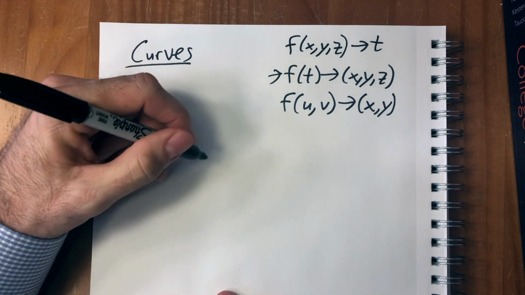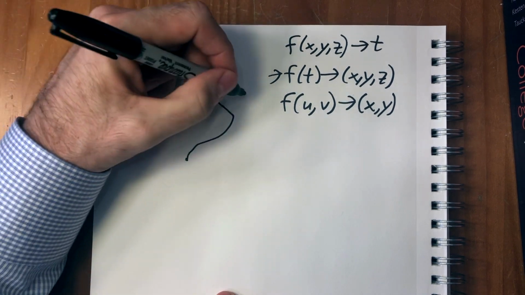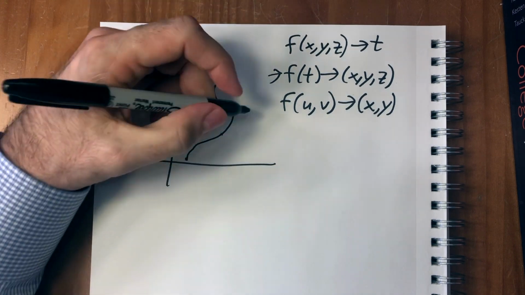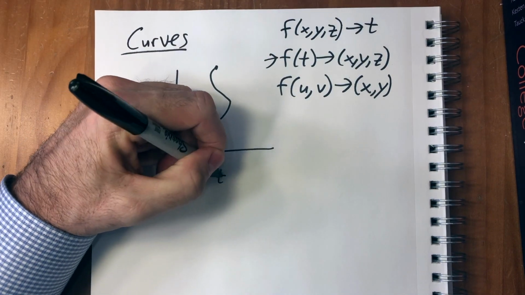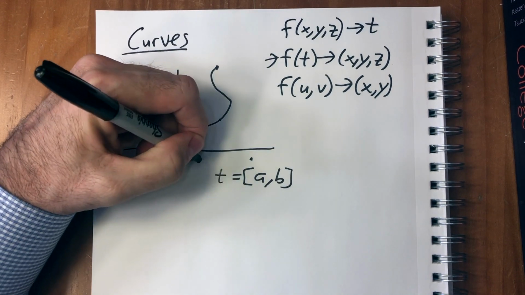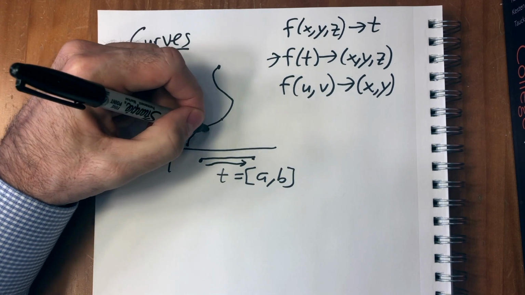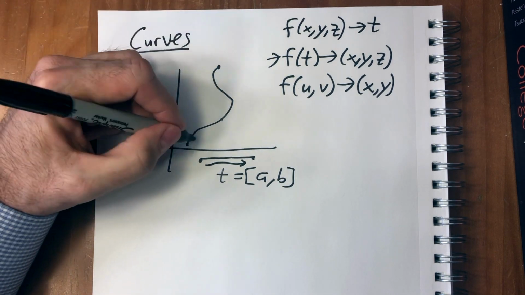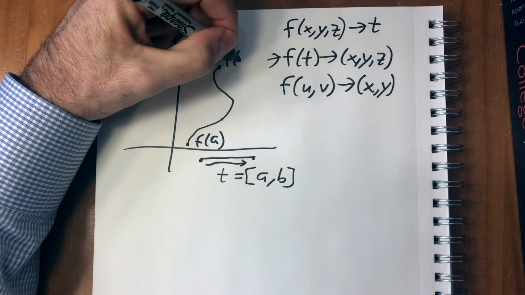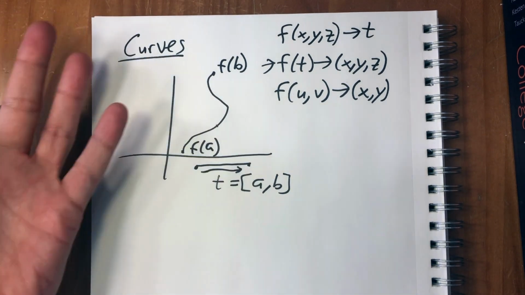If you think of a curve that you might draw on a piece of paper, the way to think about a curve is to imagine a particle in space that moves over time. As time t moves in an interval from a to b, the particle moves along here, and this would be f of t, or f of a, and f of b. So this could be 3 dimensions or more dimensions.